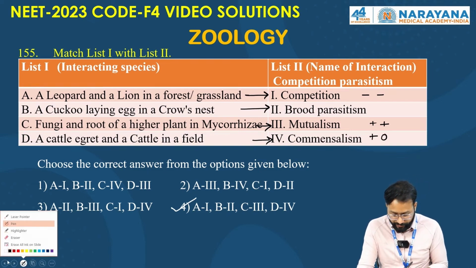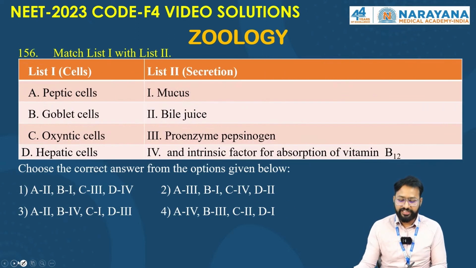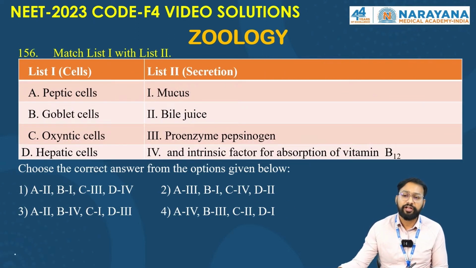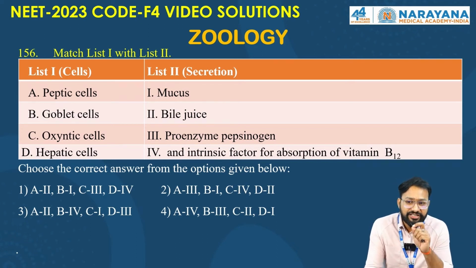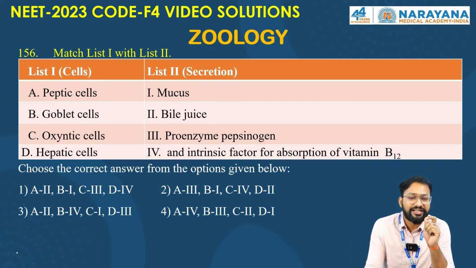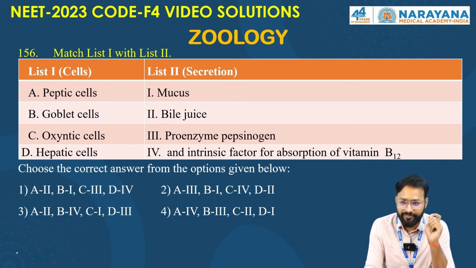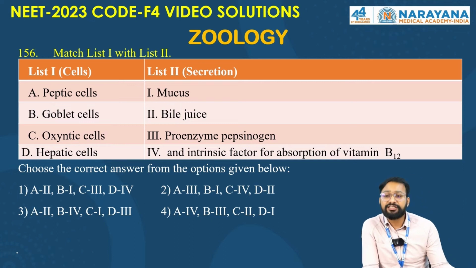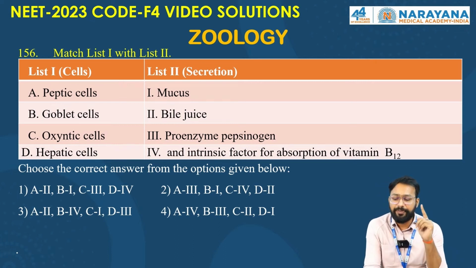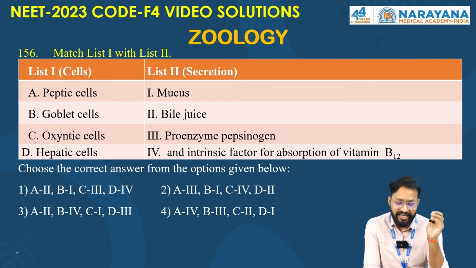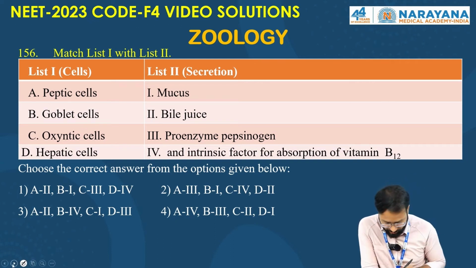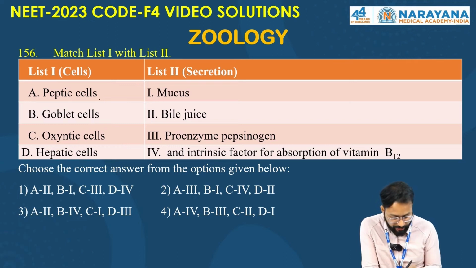Okay. Next, moving further to the next question. Again, a match the following question. Okay. Here it is from the digestion and absorption chapter. And repeatedly questions are asked from this particular area related to the secretion of enzymes. So peptic cells, if you see, help in the production of the proenzyme, that is pepsinogen. So over here, A should be 3.